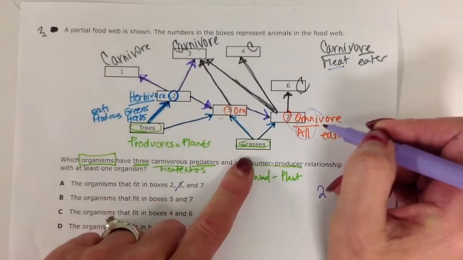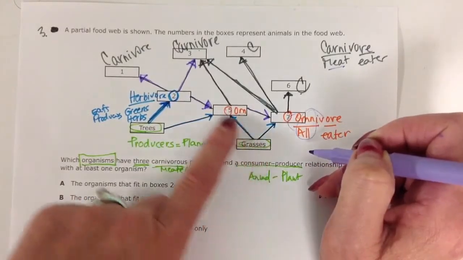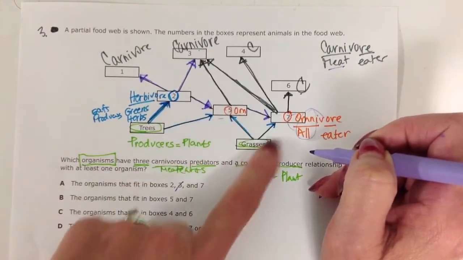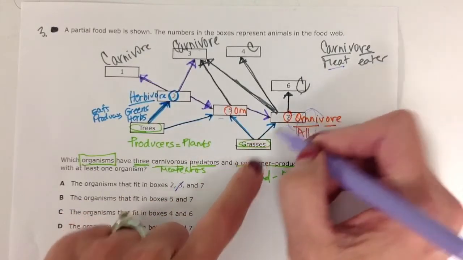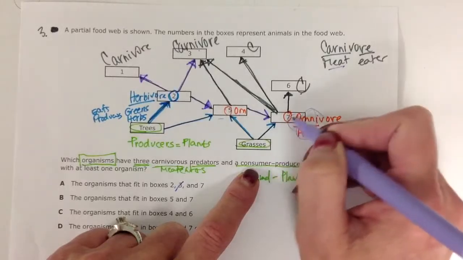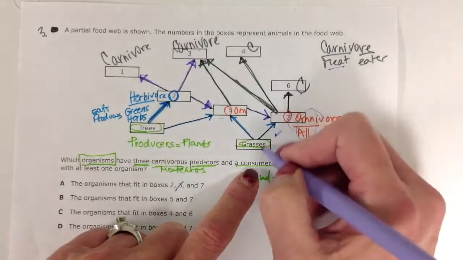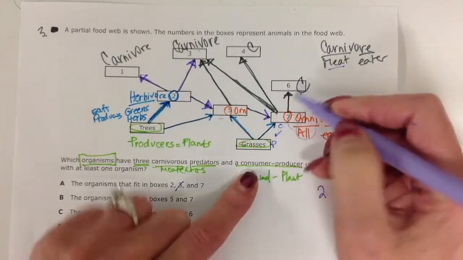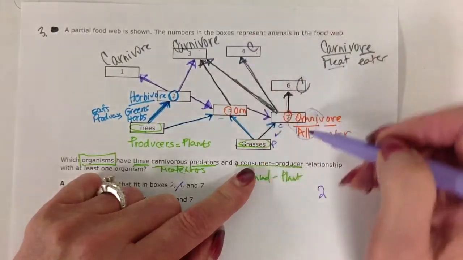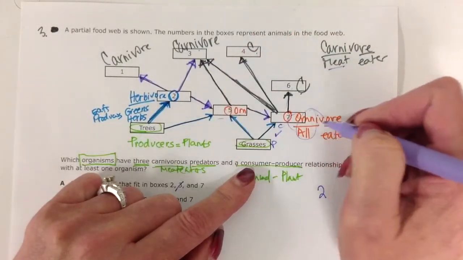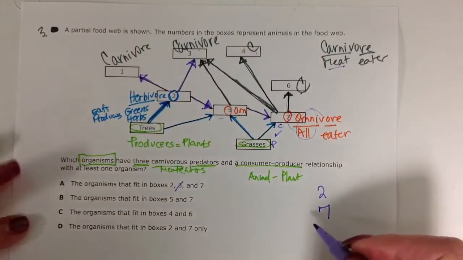Number 7. If we look at number 7, we know that it's an omnivore because it's getting energy from both plants and animals, herbivore, or another omnivore, excuse me. So we know that it has that consumer-producer relationship here. So that's good, because here's our producer, here's our consumer. And we also see that 1, 2, 3, we see that 3 carnivores are feeding off of number 7. So number 7 definitely looks like a good choice.